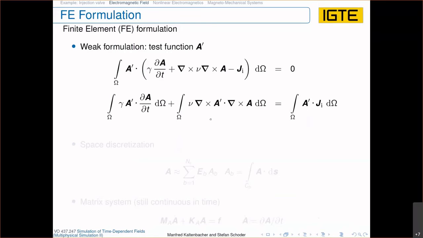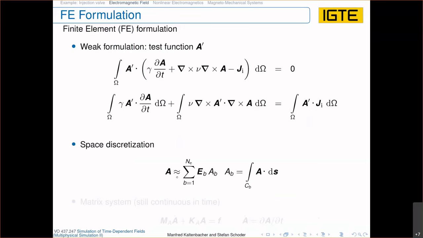Very similar to a standard Laplacian operator, as we have discussed in the other topics, we now have the curl of the test function, a first order partial derivative, dot product with the curl of our unknown vector potential, which is also a first order partial derivative with respect to space. Okay, so this is our weak formulation now.